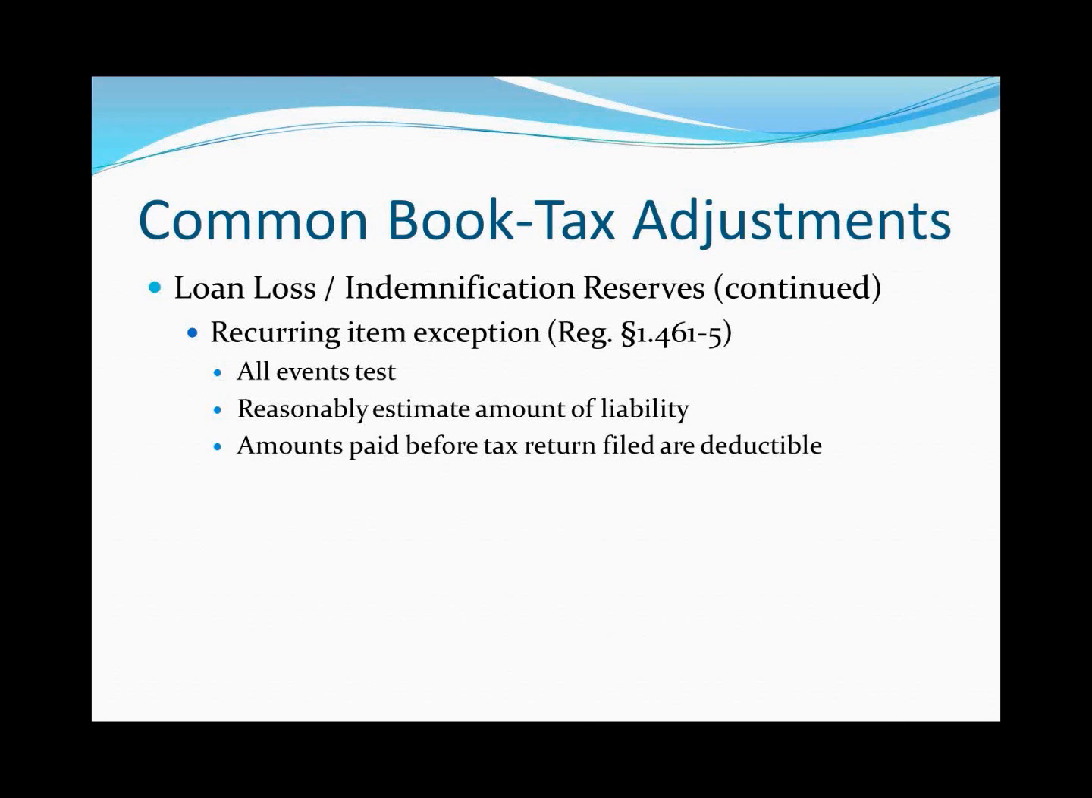You look at that $50,000 of indemnification requests, and you determine that you've essentially settled on a couple of these that amount to $20,000, let's say. You've negotiated with the investor, you've agreed that you have a liability, and you've at least estimated, if not fully determined, that the amount of that liability is $20,000. Then what you can do under the recurring item exception is, as long as that $20,000 is paid before you file your tax return for that year, you can deduct it on that year's tax return.